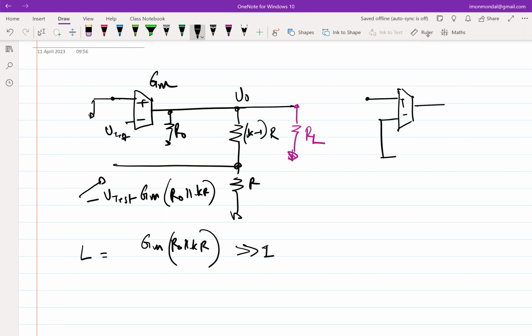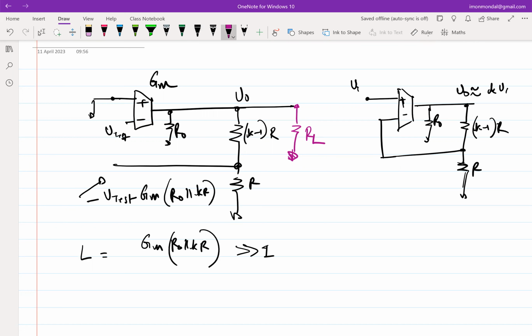by closed loop scenario, I mean when you have not broken the loop and you have applied the input, this V0 would have been approximately equal to what? K times Vi. Because ultimately these two nodes will track each other, right? If that is Vi, this will also be Vi. If this is Vi, V0 will be K times Vi.